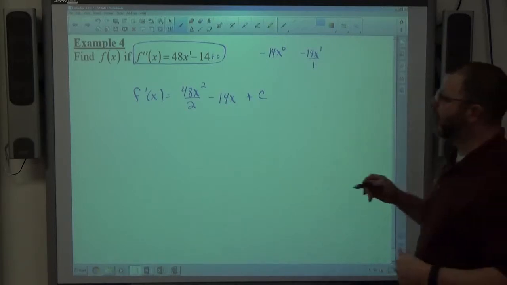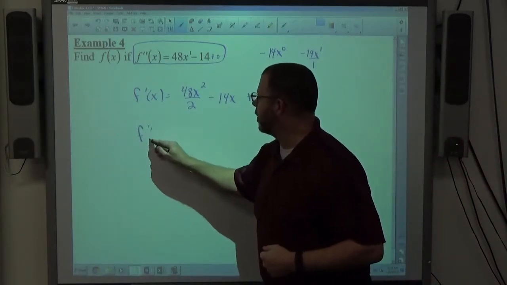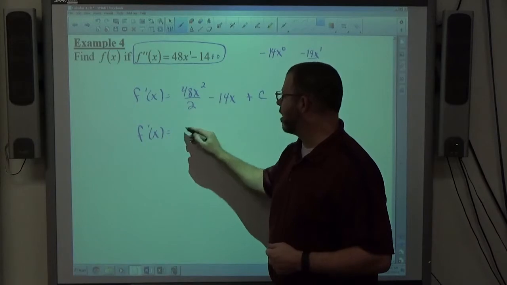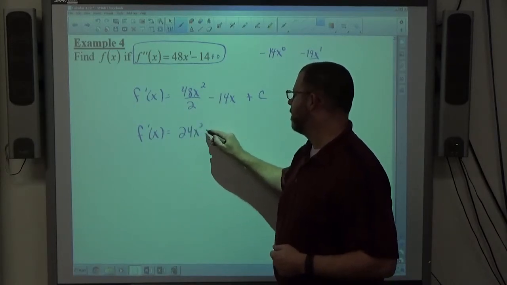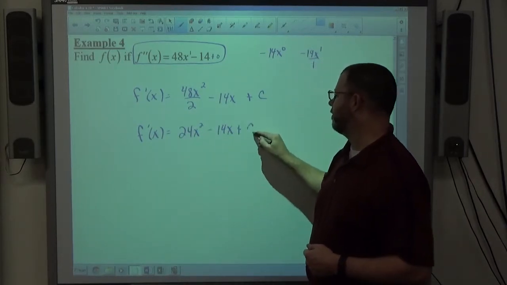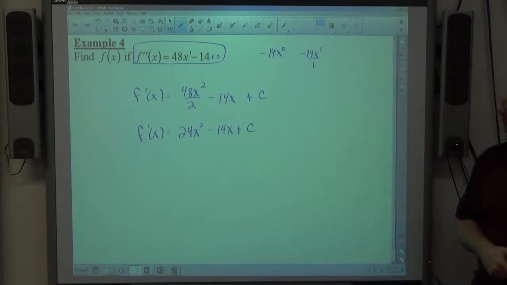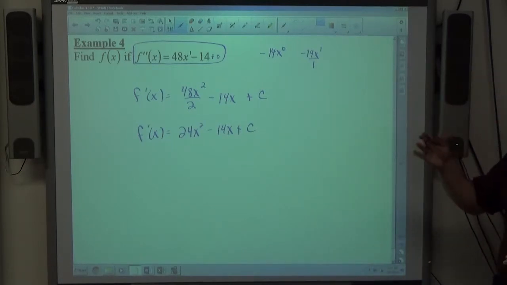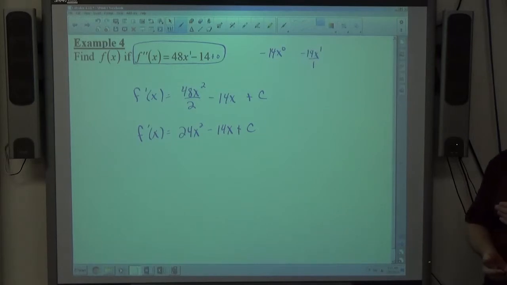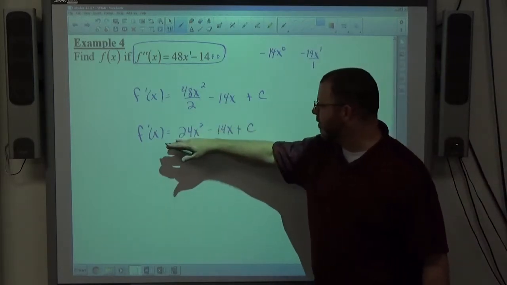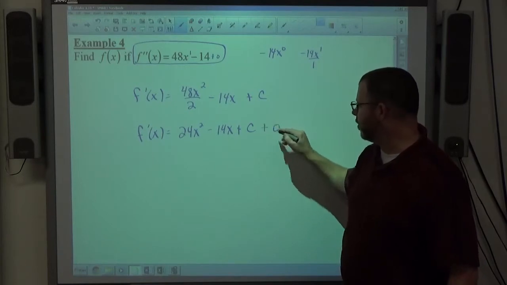Then I want to simplify that by making each term as pretty as I possibly can. 48 divided by 2 is 24. Minus 14x and plus c are perfectly fine. They want me to find f of x. All I've found so far is f prime of x, so now I need to go on and find f of x. I need to do the antiderivative of these 3 terms plus the 0 that may or may not be there.